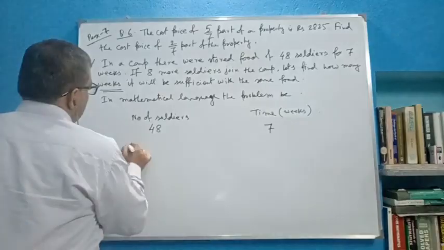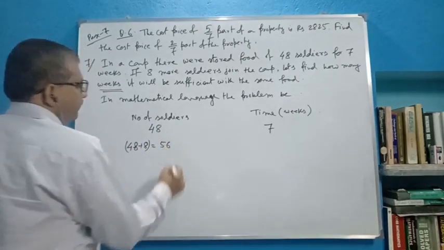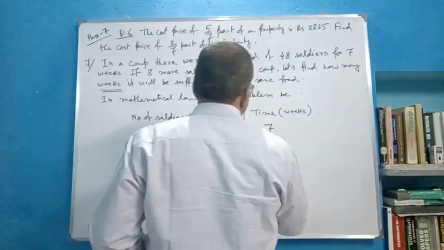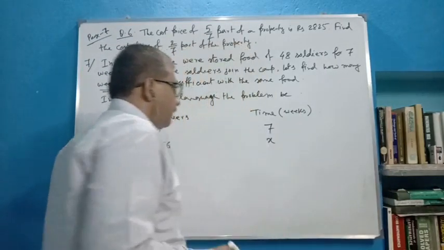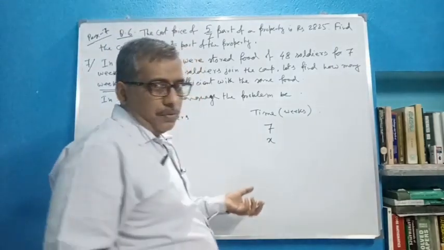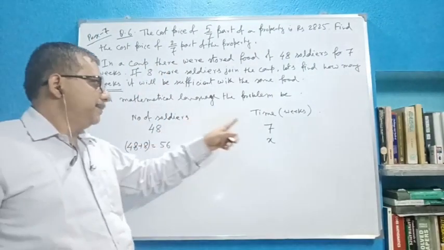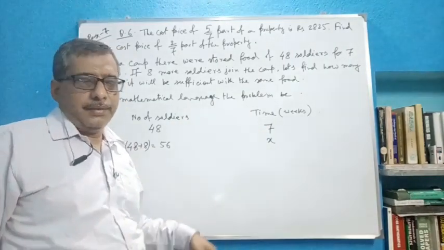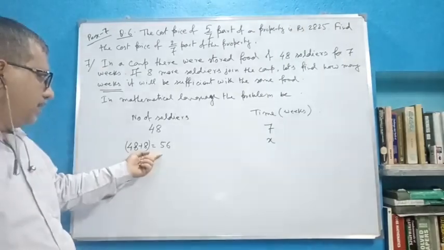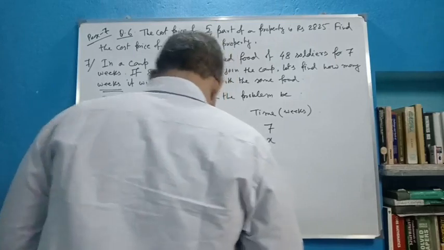That means 48 plus 8. How much? 56. Then you have to find out the time. Suppose this is x. Now if the number of soldiers increases, and we store the same amount of food, then will time decrease or increase? If the number of soldiers increases, then time must decrease. So these two are in indirect proportion.